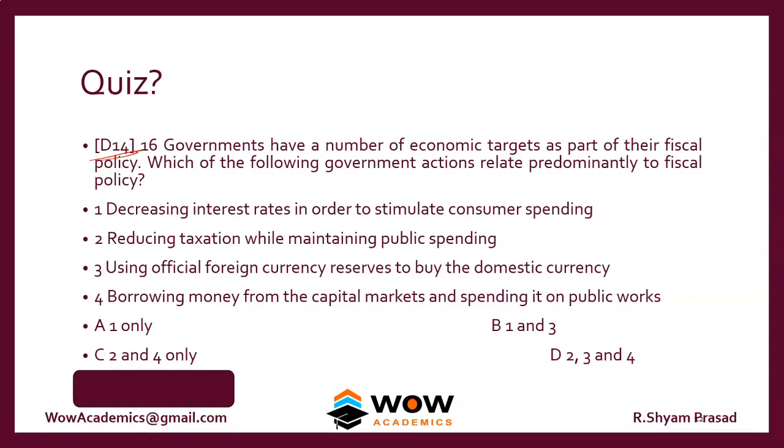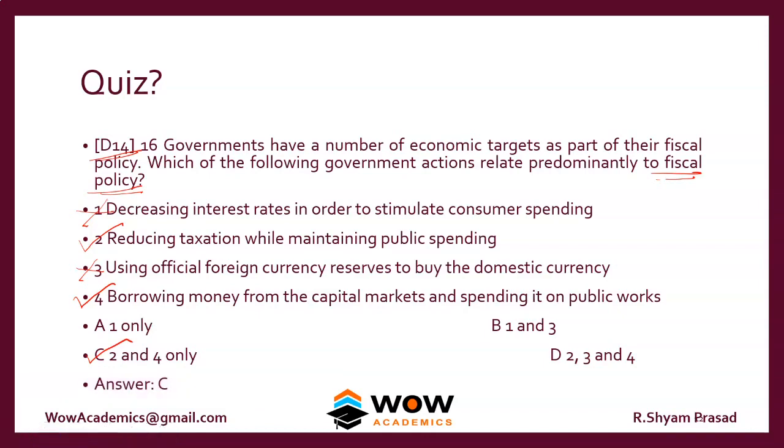Governments have a number of economic targets as part of their fiscal policy. Which of the following government actions relate predominantly to fiscal policy? Interest rate is a monetary policy. Taxation is a fiscal policy. Using official current foreign currency reserves to buy the domestic currency, no, again that is a monetary policy. Borrowing money from the capital market and spending it on public, yes. So 2 and 4, C is the fiscal policy. Yes, the answer is C.